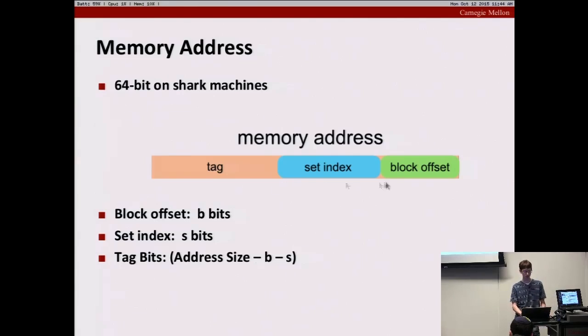So we partition the address. The address is 64 bits. And we say the first however many are the tag, the next however many are the set index, and the least significant however many are the block offset. And this is how we're going to look stuff up in our cache.